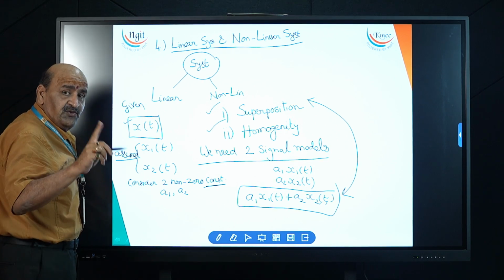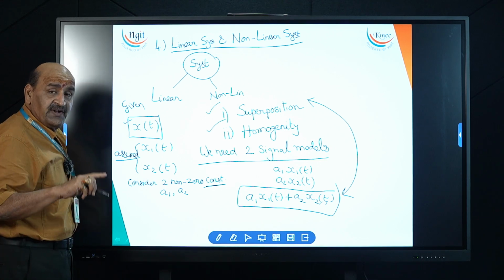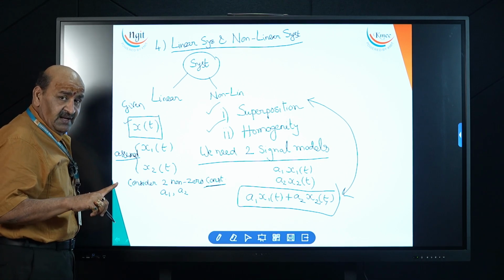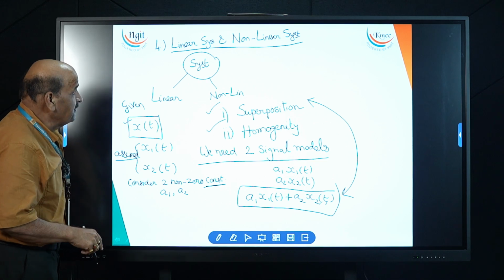Now one more point. Students may have one confusion. Adding two signals can become one signal or two signals. Now just look.